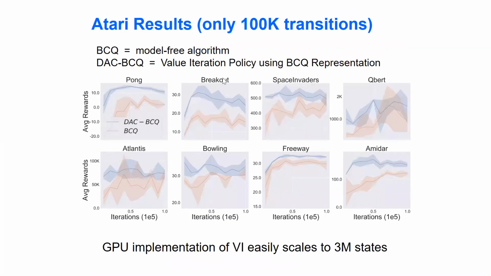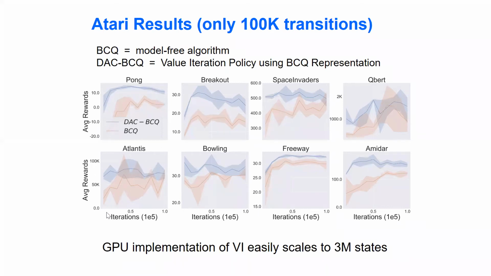Here are some results from Atari, and we're showing results for only 100K transitions. The data set was created by 100K transitions of running the algorithm, and we're trying to get the size of the data sets we need to solve RL down. So this is a size that is desirable. The orange is model free, and the blue is model based. We can see that we've got a significant advantage in most of the cases.